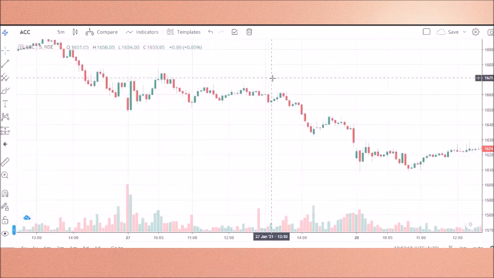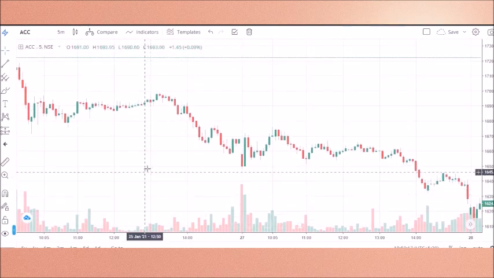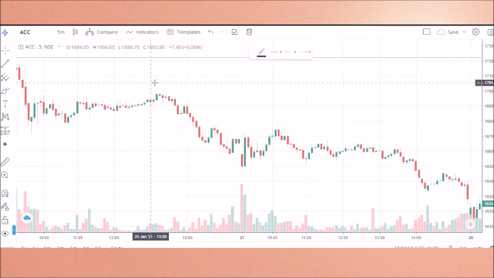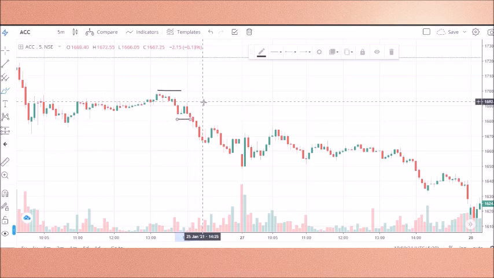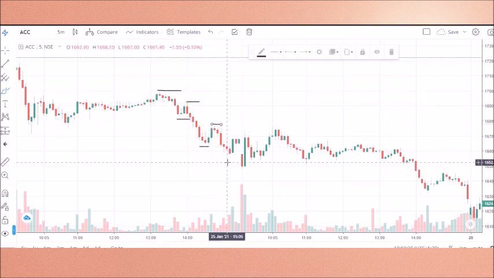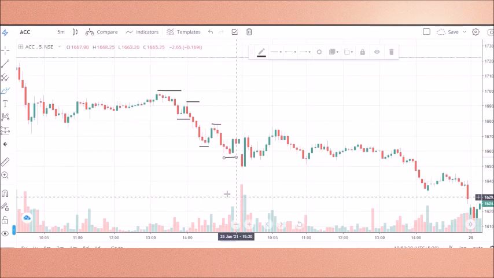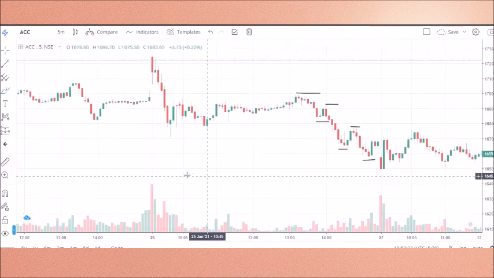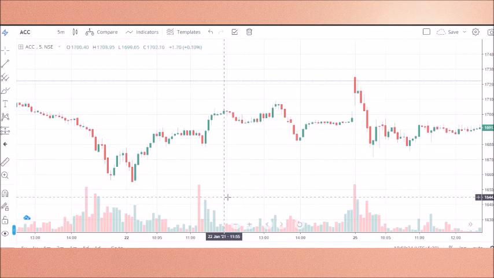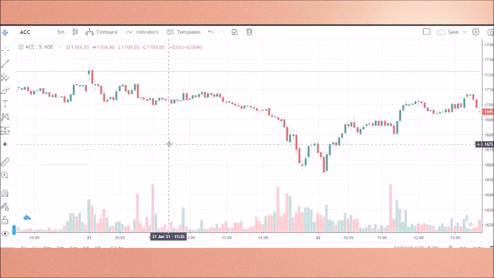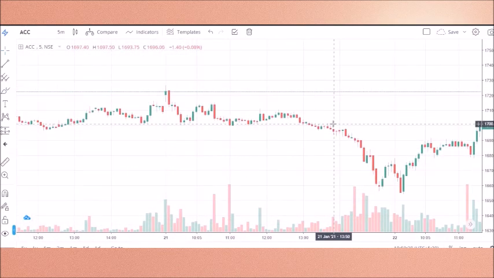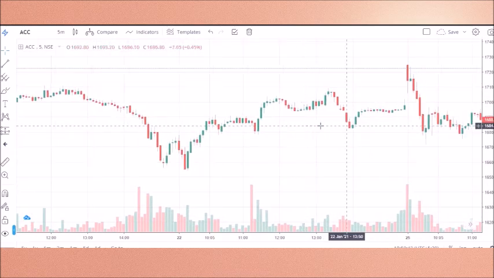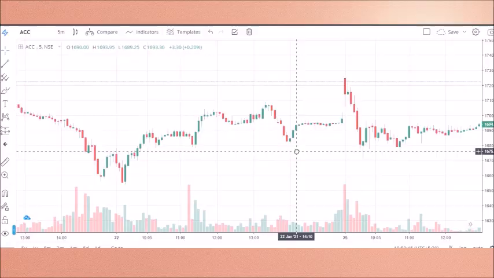Then see here we have high, low, lower high, lower low, lower high, lower low. So it is downtrend confirmed. So similarly, if you go on checking, you take up any stock and do this practice, so that it will help you a lot in any strategy that you adopt.